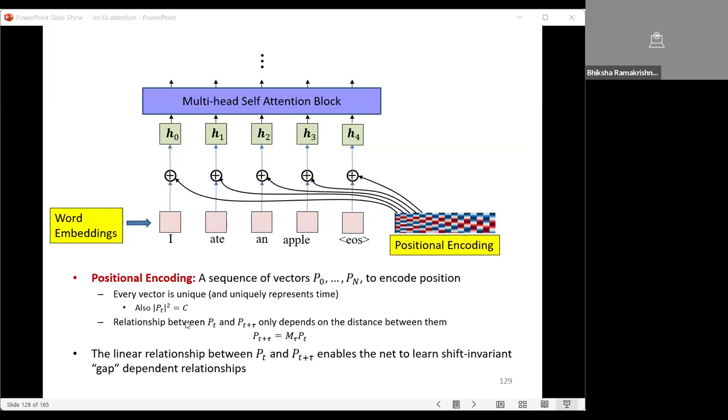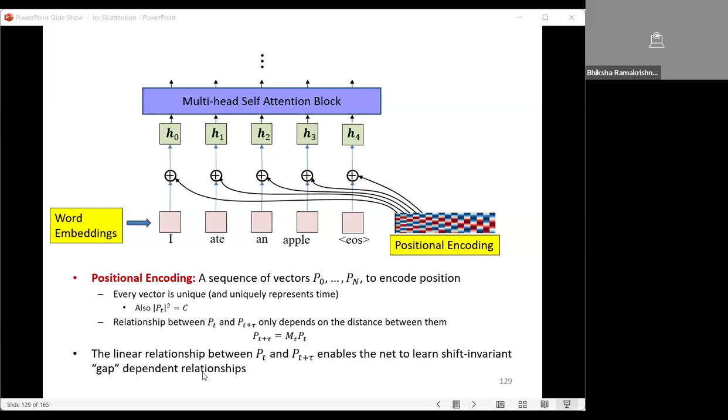And then finally, the positional encoding will have this property that the positional encoding of t plus tau is going to be some M of tau times p of t. What this means is that now the correlation between p of t and p of t plus tau is going to be the same regardless of t, and it's only dependent on tau. At any t, the correlation between p of t plus tau and p of t is simply going to be a function of M of tau. Is this making sense?